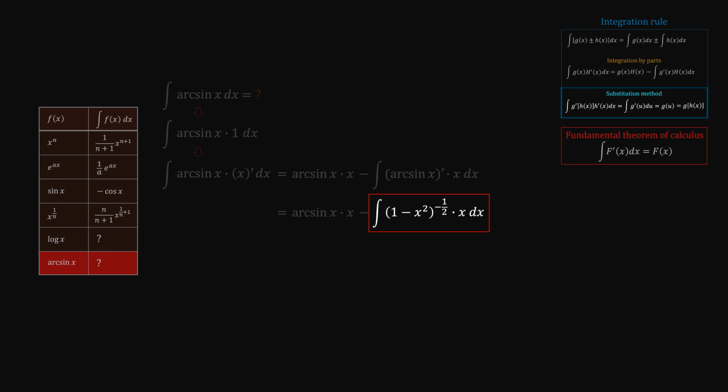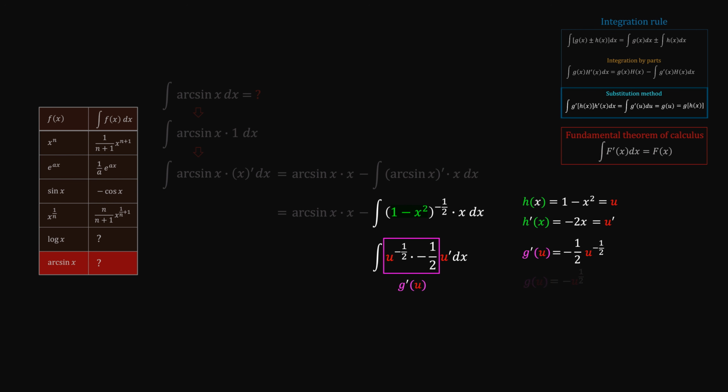First, identify the inner layer operation. Think of the 1 minus x squared as function h, giving us the intermediate result u. And its derivative is negative 2x, which is u prime. Hence, the integrand can be viewed as u to the negative power of a half times negative 1/2 u prime. Now, whose derivative will look like this? This guy, g of u, as negative u to the power of 1/2.